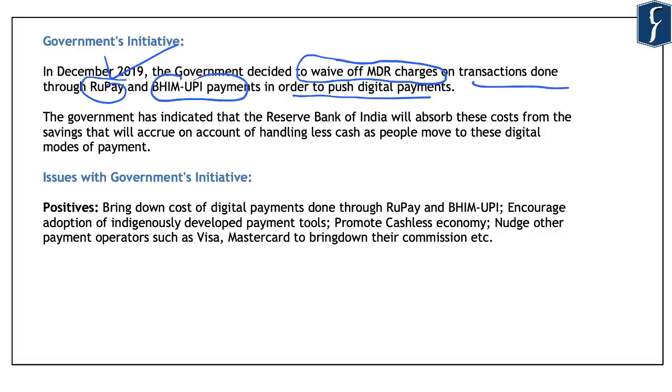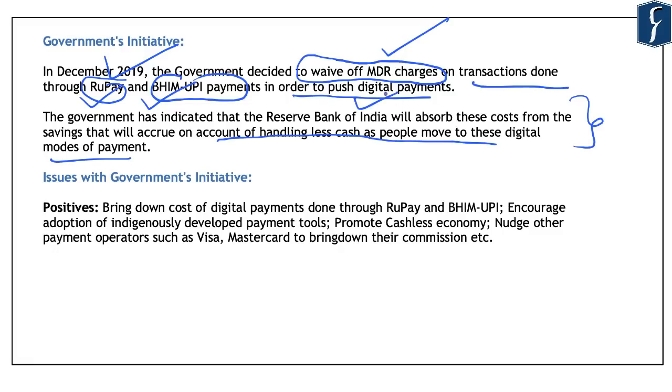So again, coming back to the decision of the government of India that it has now decided to waive off the MDR charges on transactions that are done through RuPay and the Bheem UPI payments. And in this, the government has indicated that the RBI will absorb these costs from the savings that will accrue on the account of handling less cash as people move to these digital modes of payments. Now, in this regard, the government aims that by doing away with the MDR charges on the RuPay and the Bheem UPI, it will give a push to the digital payment ecosystem.